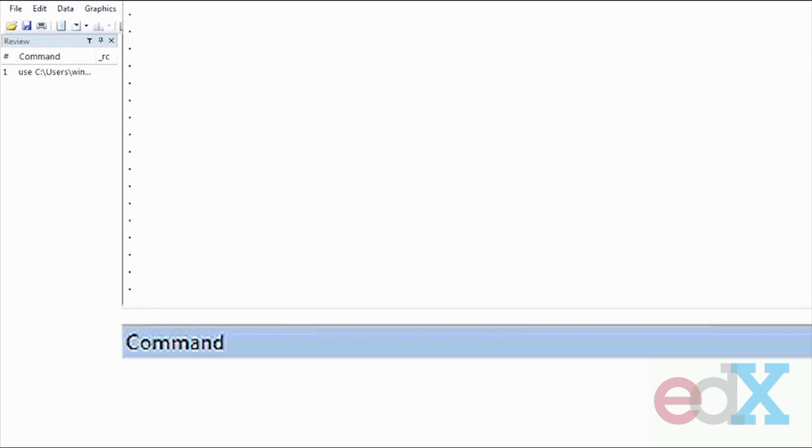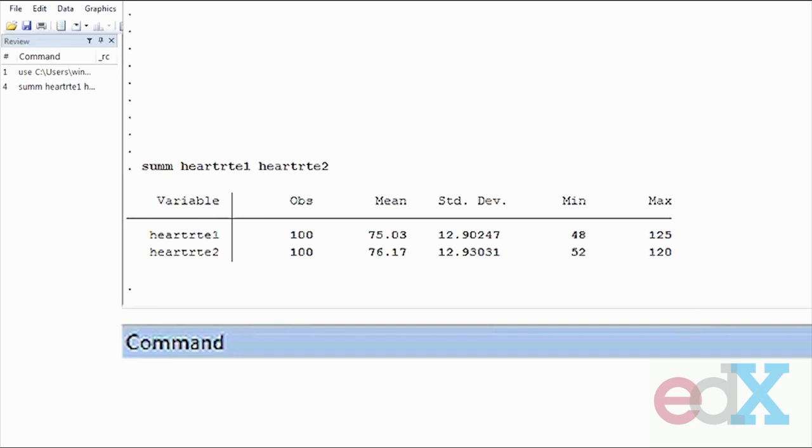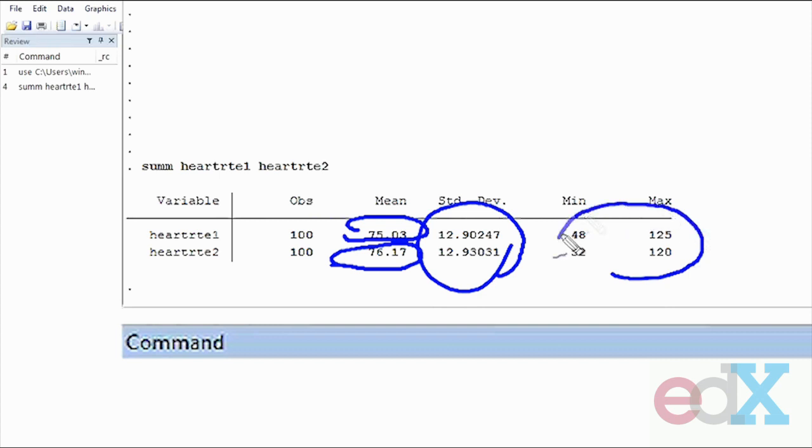And before we get to that, we just want to take a look at the sample mean and sample standard deviation of heart rate at exam 1 and exam 2. So we can do this through the use of the summarize command. So we can see that at exam 1, the mean heart rate is 75.03, and at exam 2, the mean heart rate is 76.17. Standard deviations are about similar, and the ranges are about similar.